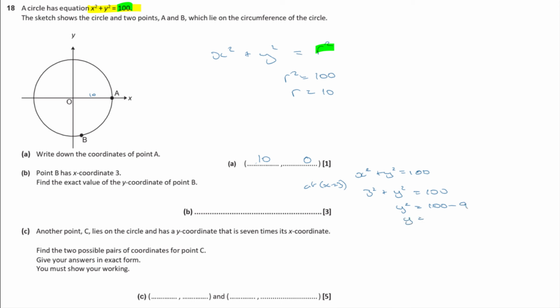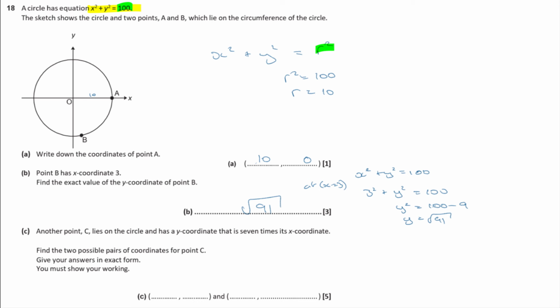So y is going to be the root of 91. Now, find the exact value. I'm just going to write down root 91 then. Does that simplify down? I'm going to check on my calculator. Root 91. No, it doesn't. So I'm just going to leave it as root 91.